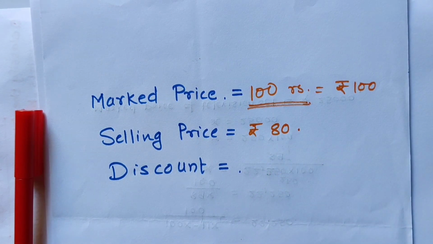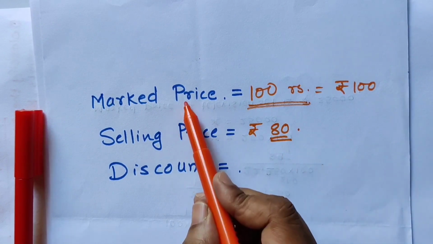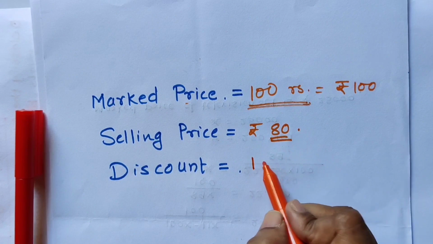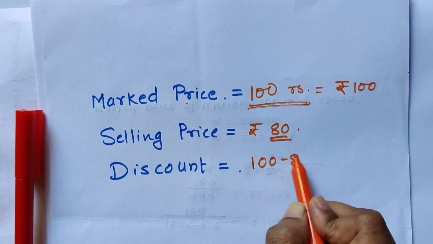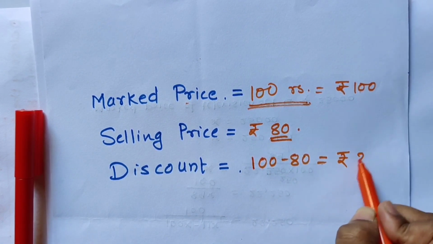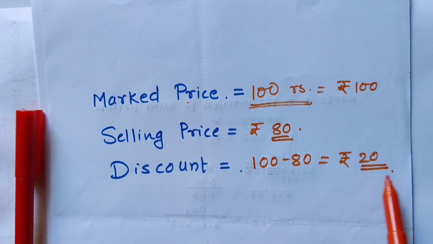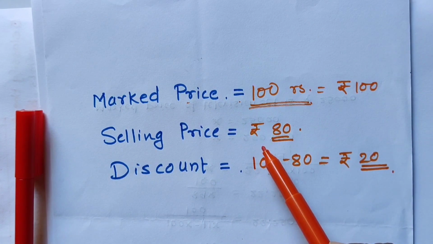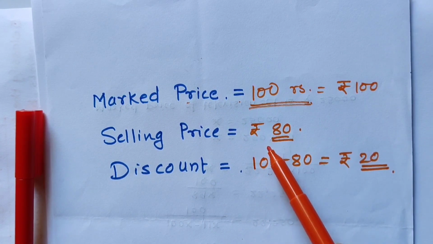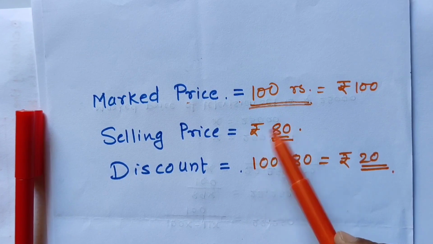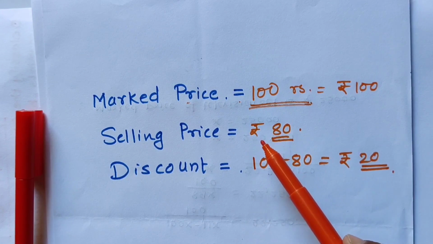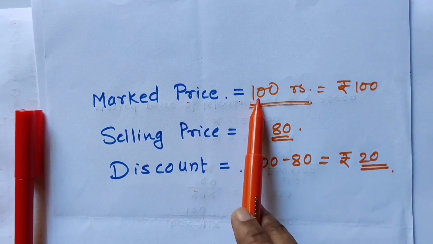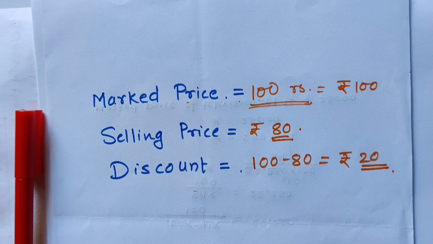And then what is the discount? Discount means the difference between marked price and selling price. In this particular example, the discount is 100 minus 80, which is equal to rupees 20. So the shopkeeper gives us a discount of rupees 20. Marked price is the printed price. Selling price is the price at which the shopkeeper sells the commodity to the customer. And discount is the difference between marked price and selling price.